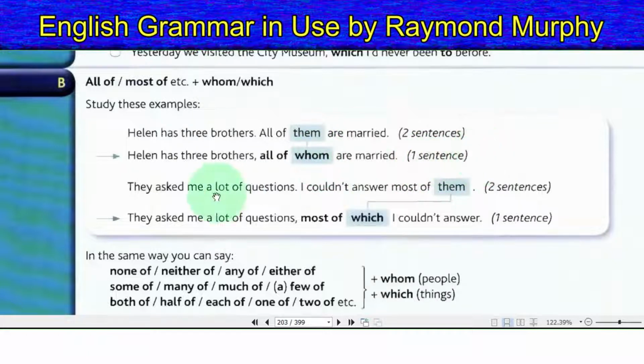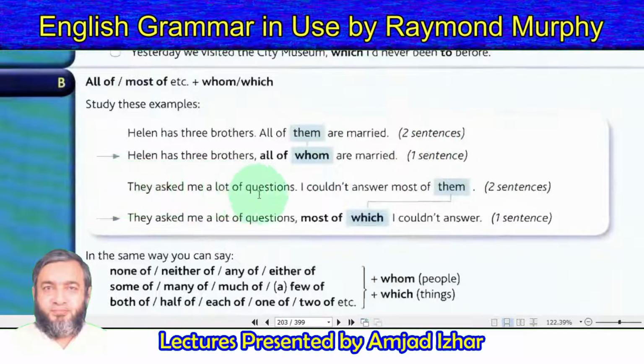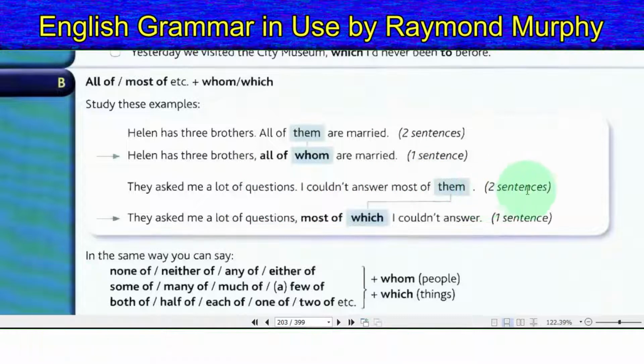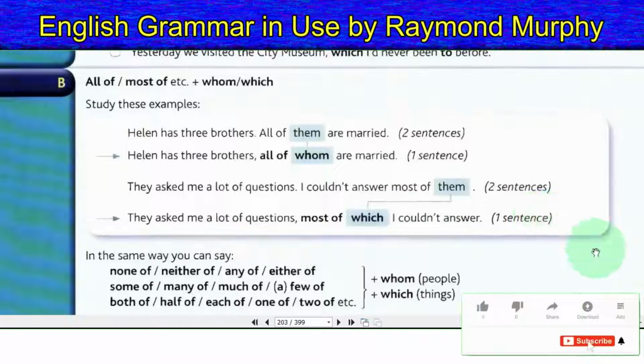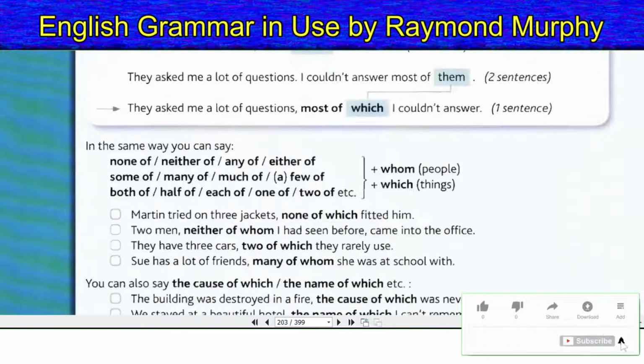1 sentence. They asked me a lot of questions. I couldn't answer most of them. 2 sentences. They asked me a lot of questions, most of which I couldn't answer. 1 sentence. In the same way you can say none of, neither of, any of, either of.